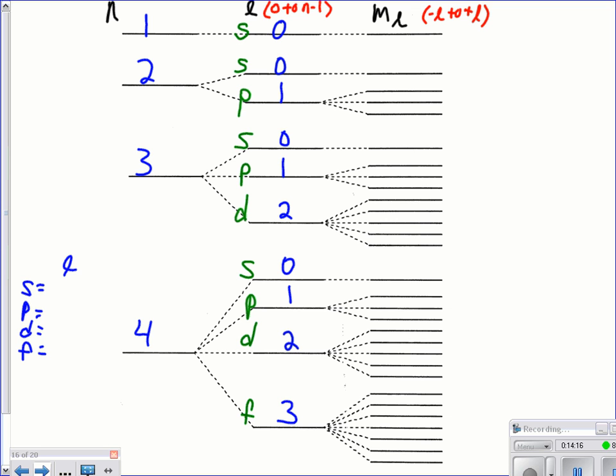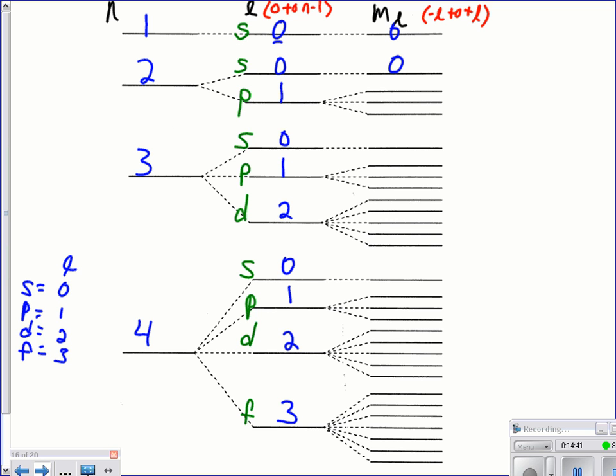Your L is equal to 0, 1, 2, and 3. So we looked at that and we put a star around that. So that's all I've done now. Your M sub L, remember, is going to be anywhere from negative L to positive L. So I have to look at my L. If it's equal to 0, it's going to be anywhere from negative 0 to positive 0. So 0. That's the only possibility. So we just answered that.